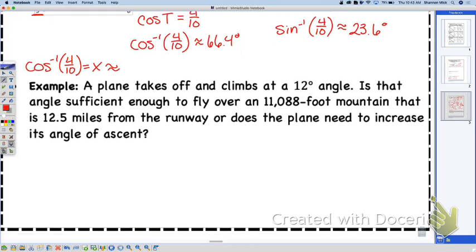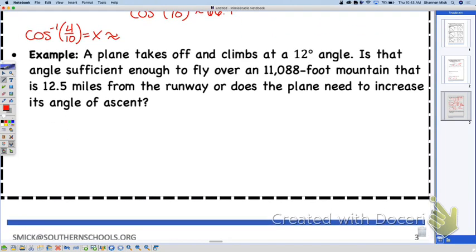Okay, so a plane takes off and climbs at a 12-degree angle. Is this angle sufficient enough to fly over an 11,088 foot mountain 12.5 miles away? So I need to draw myself a picture, right? A plane takes off, and look what I have. I have a ramp, and I have a right triangle, don't I?